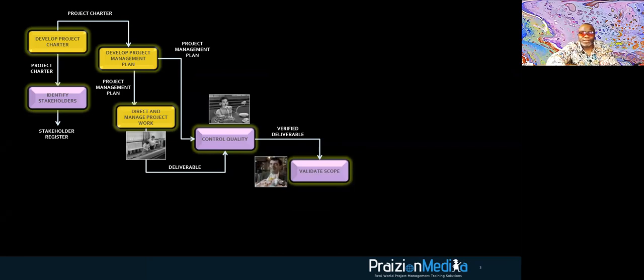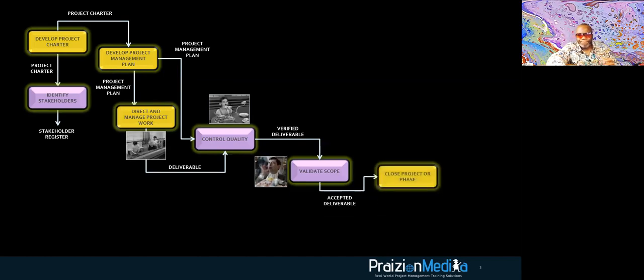Validate scope is where the customer is inspecting for themselves. Did you see that little difference? Control quality is you inspecting, validate scope is the customer inspecting. Now, if the customer, this joker, Mr. Bean, decides, yeah, this is good, then we get another tag on the word deliverable, and that's accepted. So if the customer accepts the deliverable, it then goes to close project or phase. Boom, you just saw a path through the entire PMBOK guide.